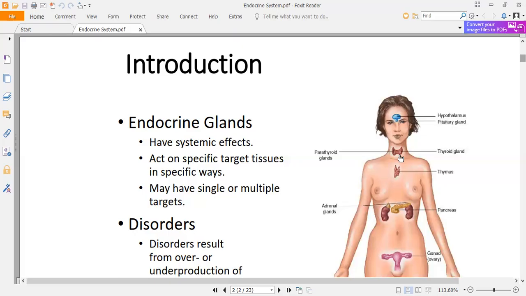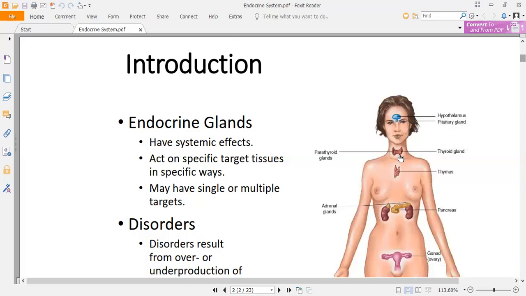For example, as we go on, we'll talk about insulin, glucagon, etc. Insulin is one of the most commonly talked about hormones under the endocrine system, and most of you know that it has to do with controlling the amount of sugar in the blood. So you also look at that and understand what it means.